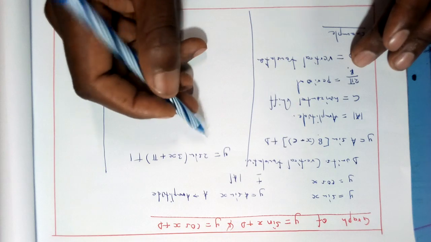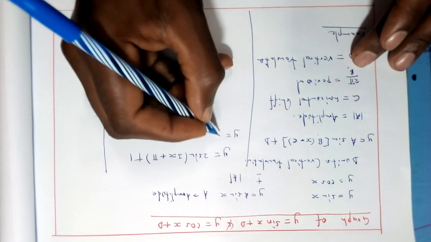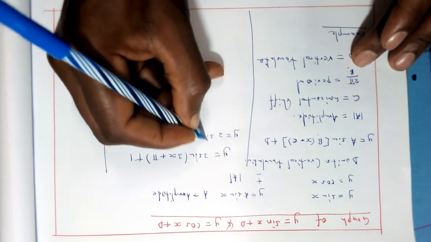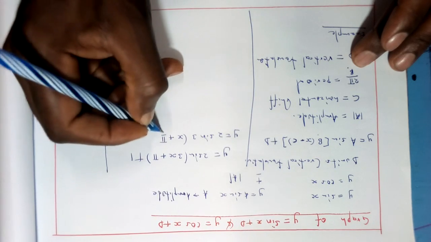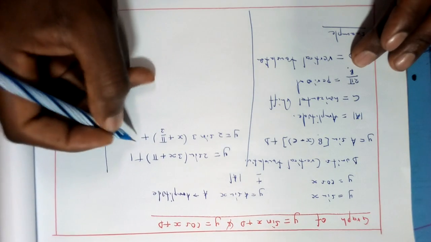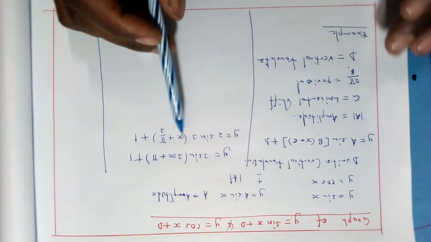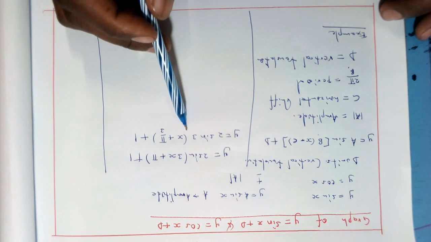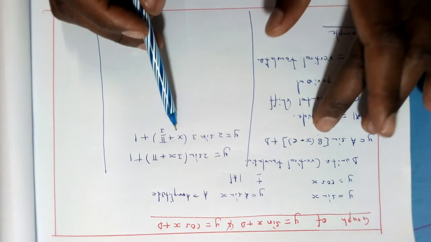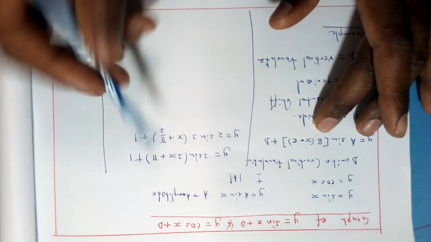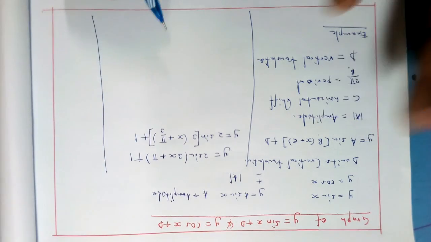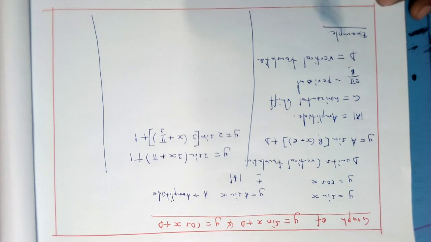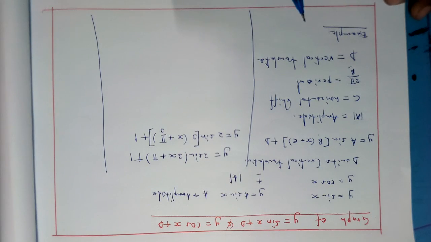Therefore, I'm going to have this particular function given as y = 2 sin(3x + π/3) + 1. So I've introduced this specific factor of 3 in order to imply the value for p, which is going to assist me in obtaining the value for the period.